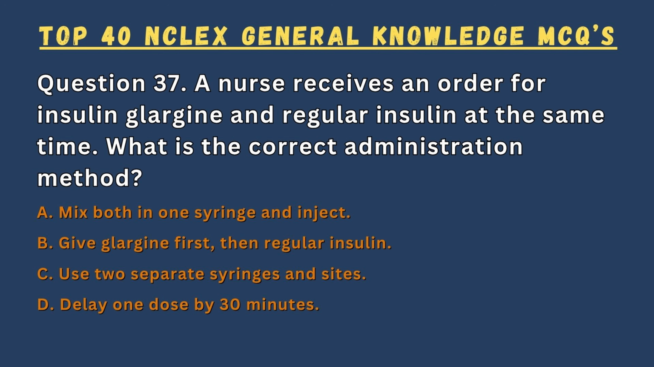Question 37. A nurse receives an order for insulin glargine and regular insulin at the same time. What is the correct administration method? A. Mix both in one syringe and inject. B. Give glargine first, then regular insulin. C. Use 2 separate syringes and sites. D. Delay one dose by 30 minutes.